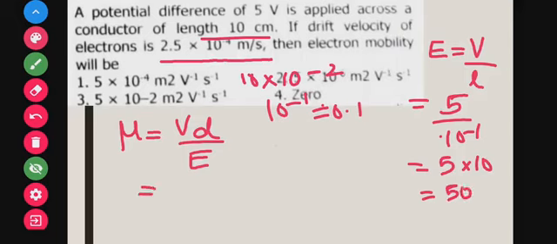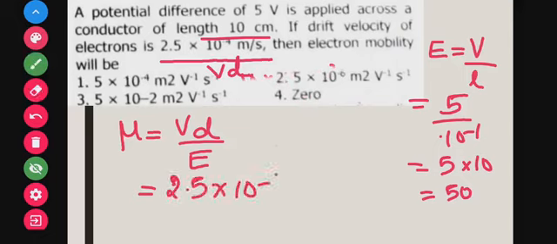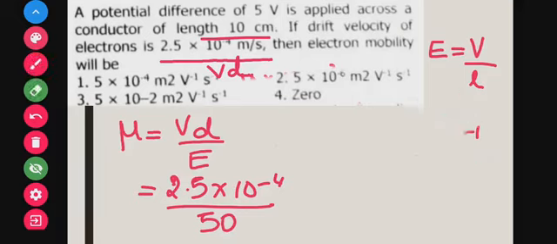The drift velocity given above is 2.5 into 10 to the power minus 4, and we found the electric field value, which is 50. Electric field is 50, that is 5 volt divided by 0.1.